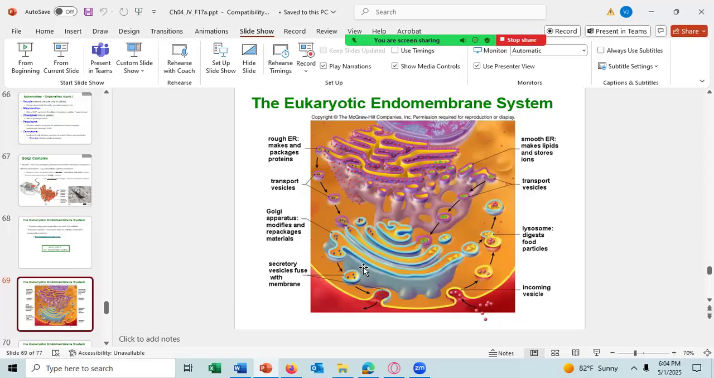But the transport vesicle can go elsewhere. And in this case, the molecules are going here. Whenever the transport vesicle, right here, we're forming a lysosome.